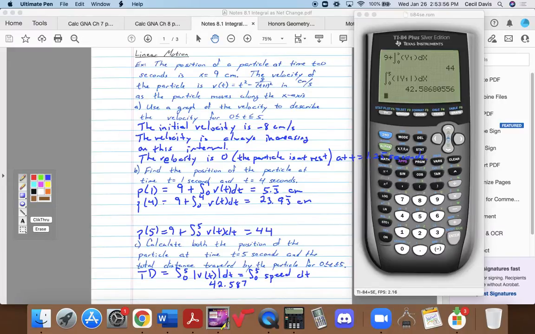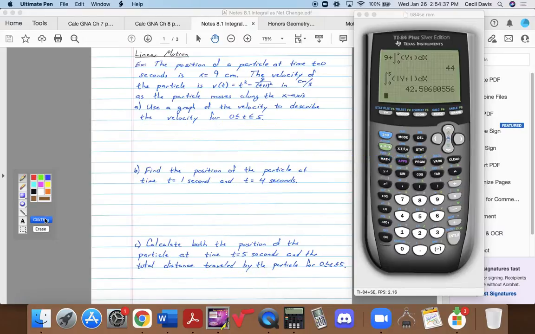Notice that the displacement was 35 centimeters, but the total distance traveled is 42.587 centimeters. Why does that make sense? The velocity is negative, and then it becomes positive. So it's moving to the left, and then it moves to the right. So the displacement is only 35, but the distance that it's traveled is much more than that. Okay, any questions about that? All right, let's move on then.